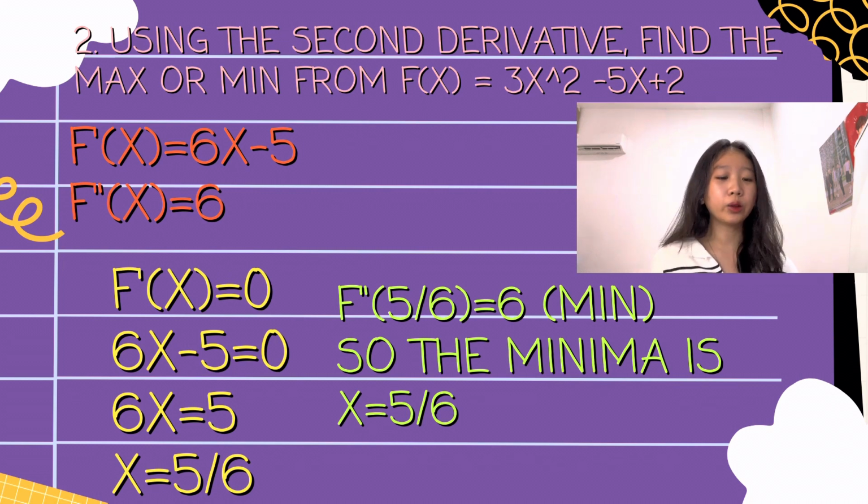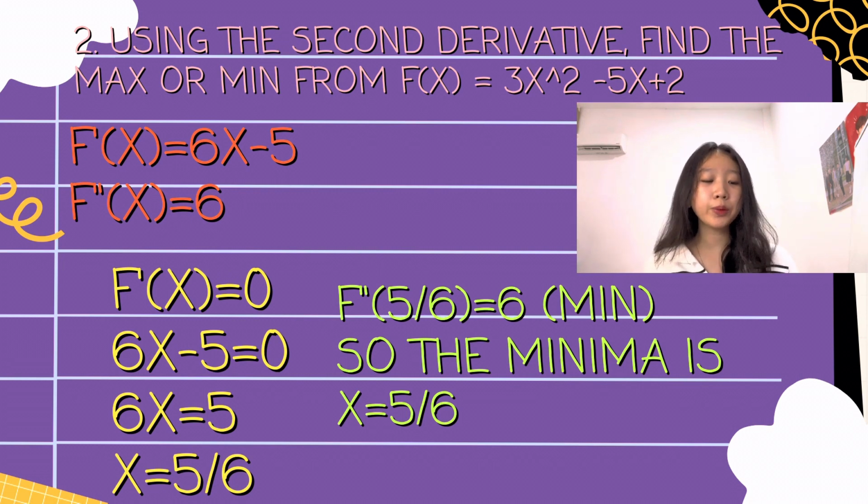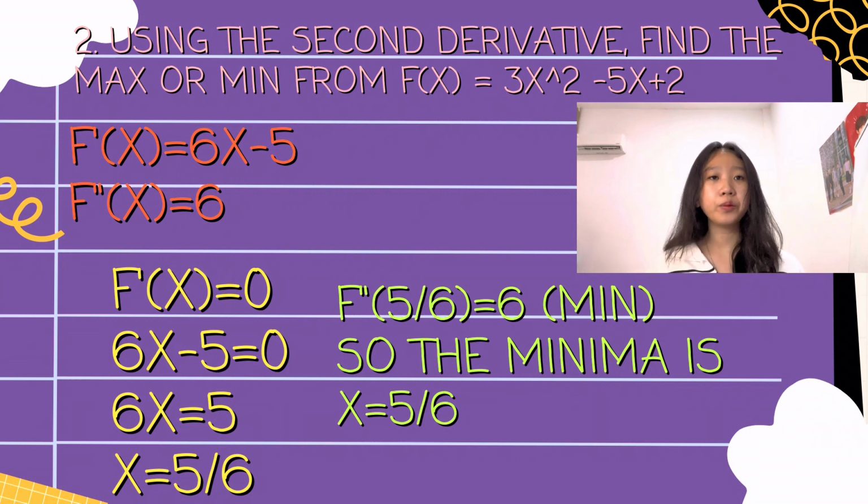Then we try it out in the second derivative, f''(x), which is 6. So we enter x, which is 5 per 6, and f'' equals 6. Then 6 is more than 0, which means it is the minimum. So the minimum point is x equals 5 per 6.